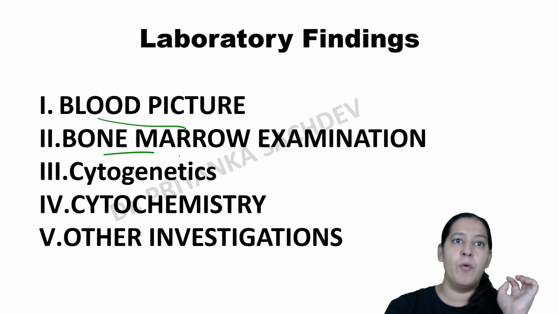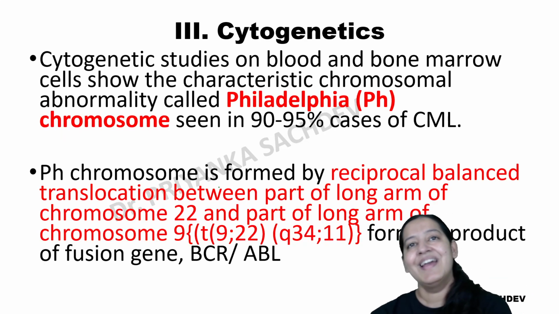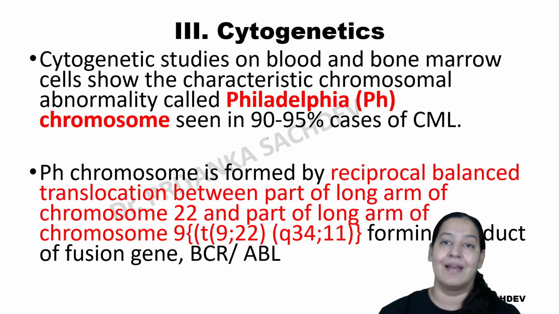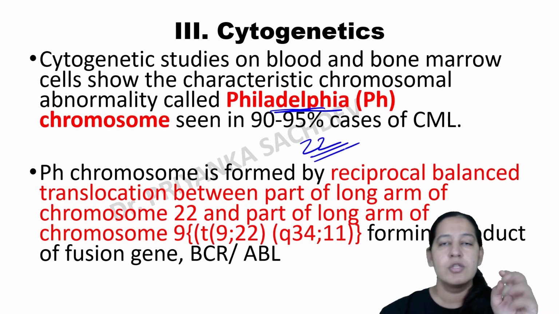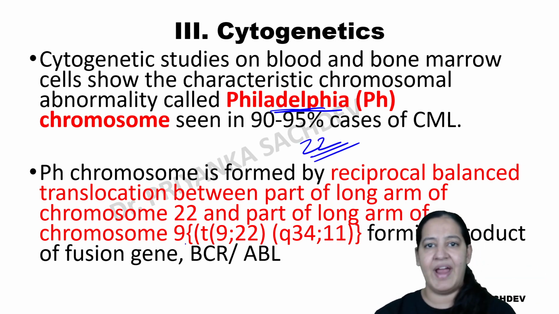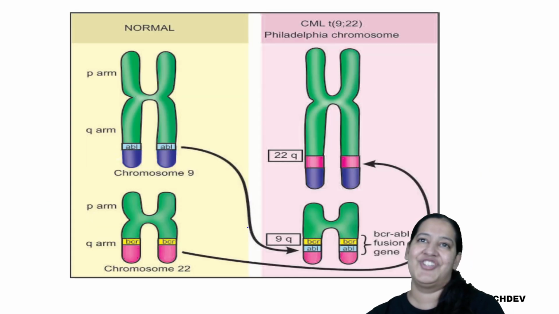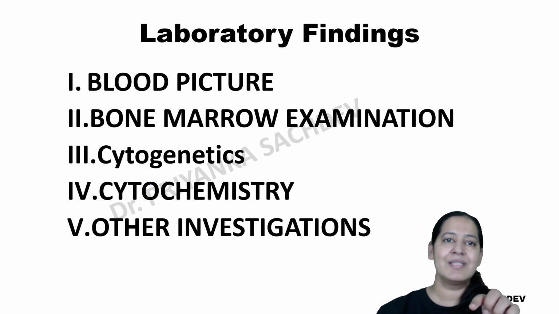Blood picture done, bone marrow done, now come to cytogenetics. In cytogenetics, karyotyping is done. In karyotyping you will find the Philadelphia chromosome, chromosome number 22. In it you will find the 9;22 translocation. That is cytogenetics.